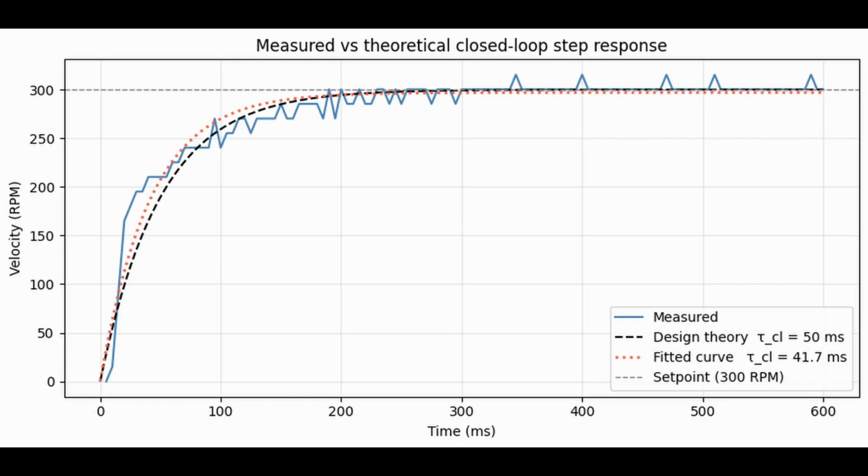From the data, a least squares fit gives a closed loop time constant of around 42 milliseconds, close to the 50 milliseconds we designed for. The response is clean, exponential rise, no overshoot.